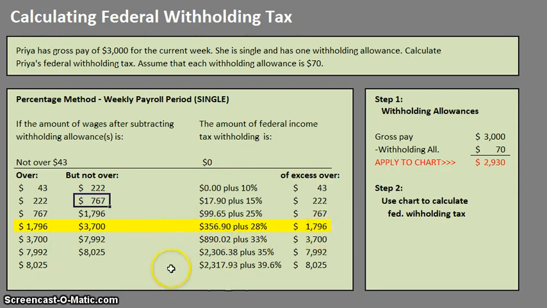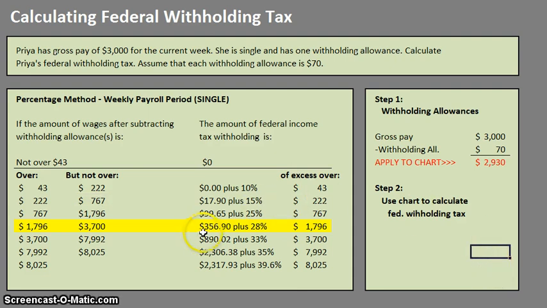So in order to evaluate this, we kind of have to go step by step. It says that her tax will be $356.90 plus 28% of however much her number exceeds 1,796. So it sounds a little bit complicated, but once you practice it a few times, it isn't as bad. So let's take a look here.